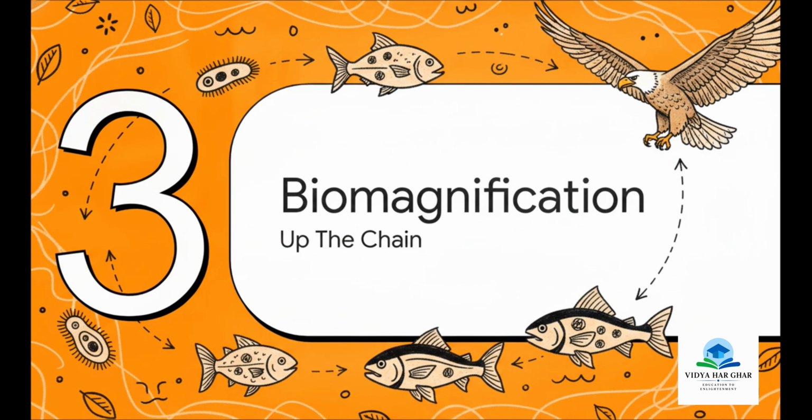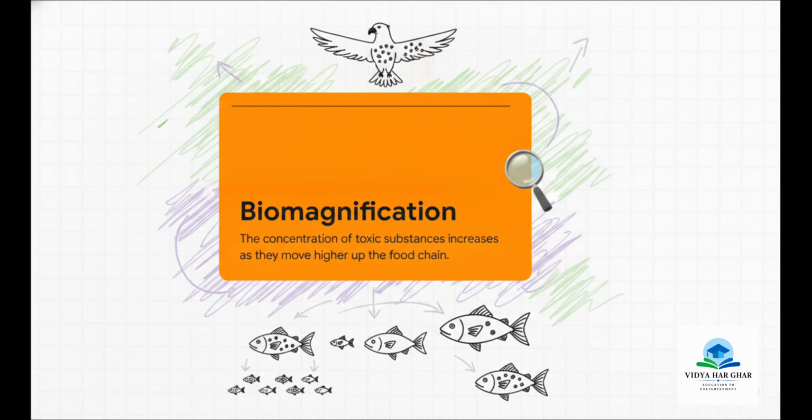Section 3, biomagnification up the chain. Now enter biomagnification. If bioaccumulation happens within one single animal, biomagnification is the process where the concentration of toxic substances actively increases as they move up the food chain. We're talking about multiple organisms across multiple trophic levels. These harmful substances accumulate at progressively higher and higher levels, which means the species at the very top, the apex predators, bear the absolute brunt of the contamination.